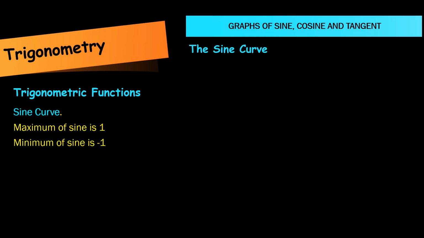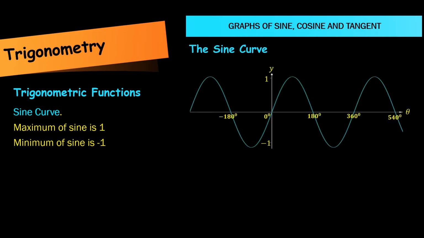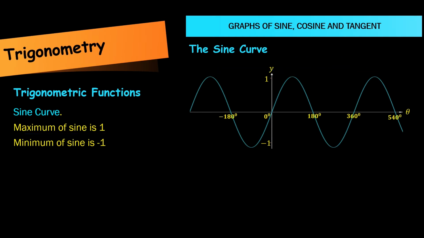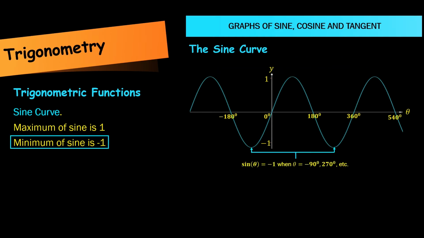We will begin with a review of the sine curve, which looks something like this. The maximum of sine occurs at 1. Sine theta equals 1 when theta equals 90 degrees, 450 degrees, and so on, every 360 degrees. And the minimum of sine is equal to -1. Sine theta equals -1 when theta equals -90 degrees, 270 degrees, and so on.